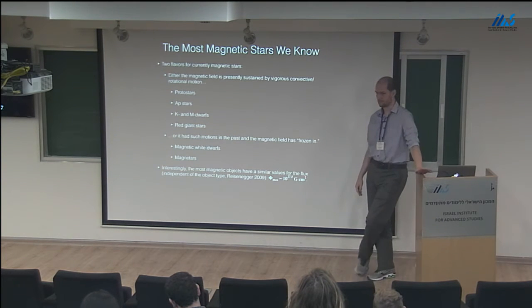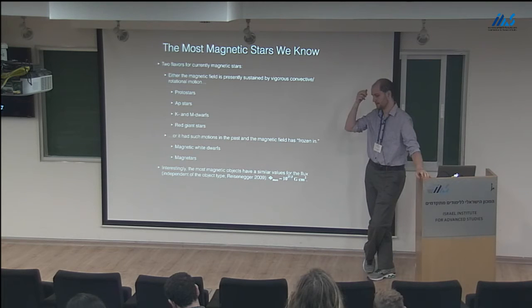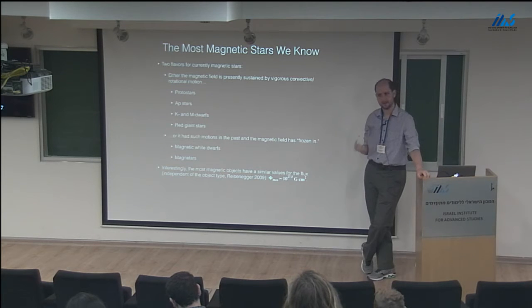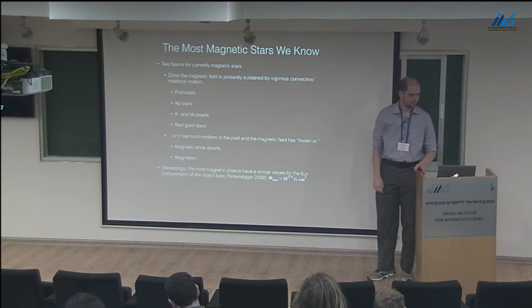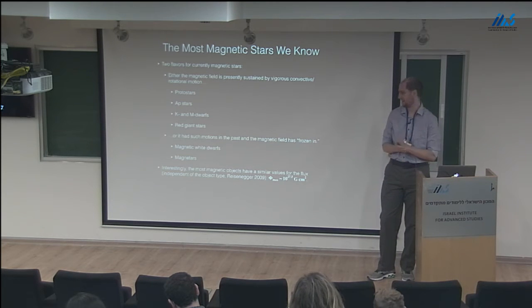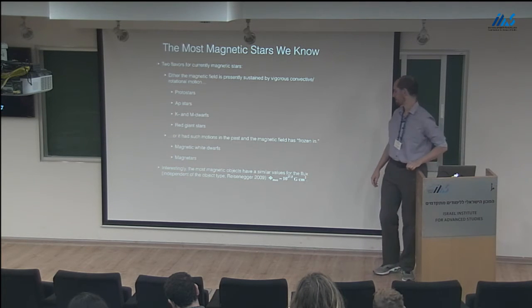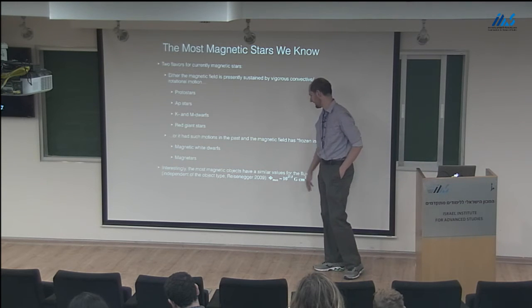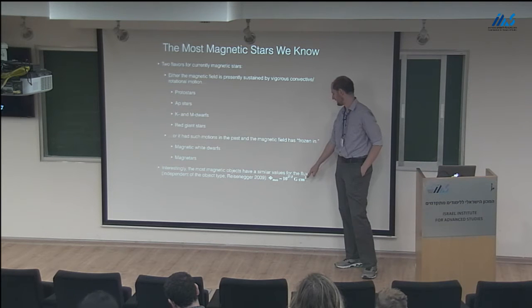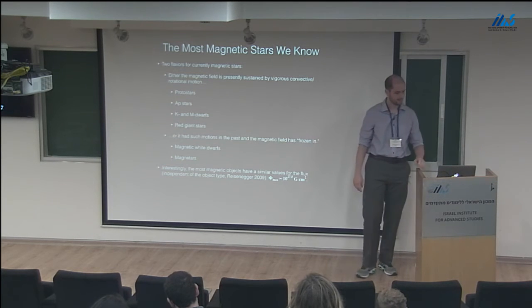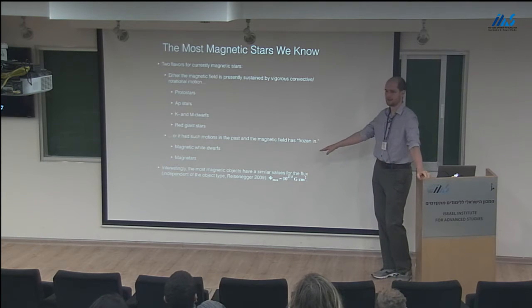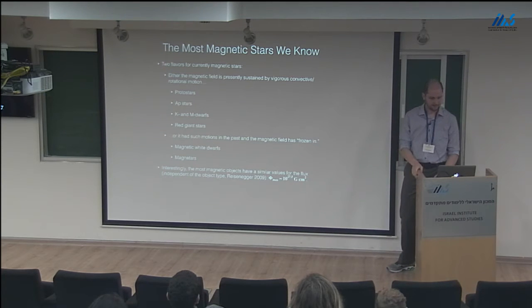So there are really two flavors for currently magnetic stars. There are those where the fields are generated by internal motions and actively sustained by those internal motions. So that could be protostars, Ap stars, dwarf stars, red giant stars. Or they had large internal motions in the past, and those fields are now frozen in. So they're sort of relic fields from a time when you actually had significant motion in those objects. So that would be magnetic white dwarfs or magnetars. Interestingly, from this review paper on magnetic fields in stars by Reisenegger in 2009, the maximum flux value for all stellar types is 10^27.5 Gauss centimeter squared. That number is the same for the most magnetic magnetars as the most magnetic red giant stars. And it's a very interesting value.